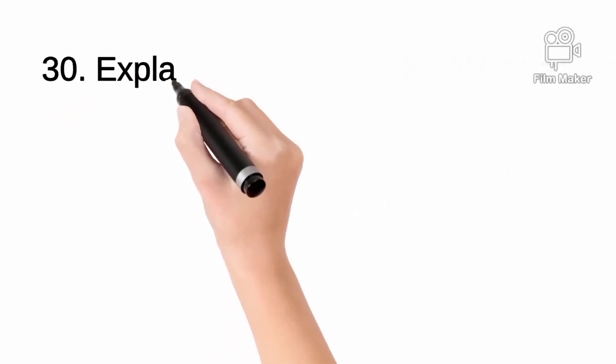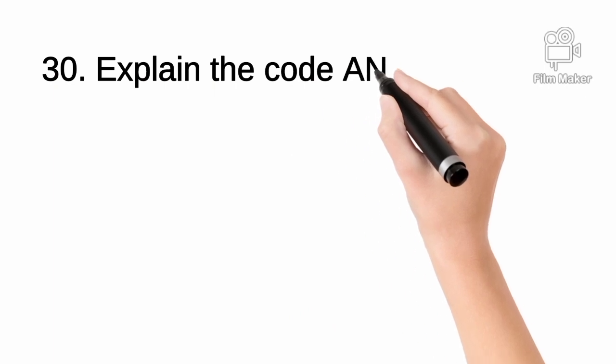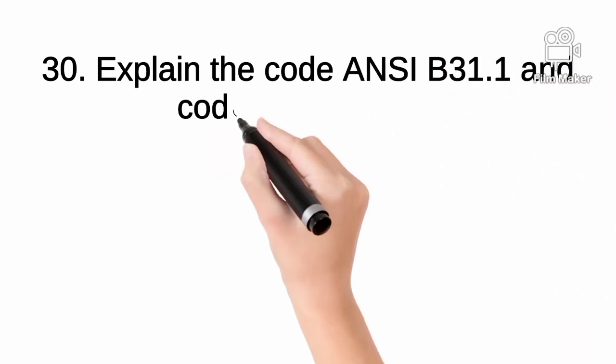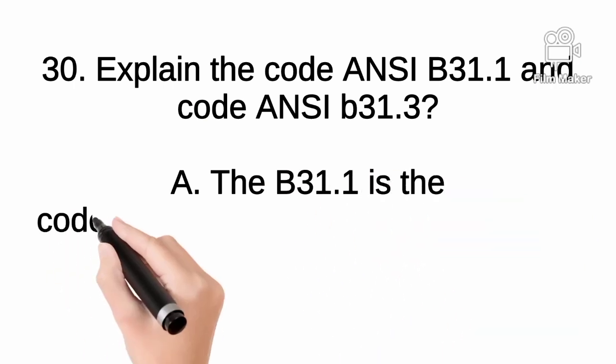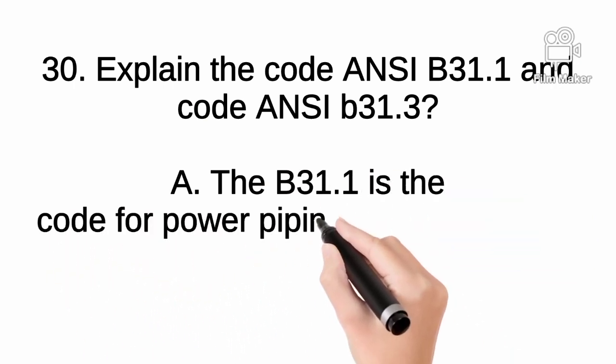30. Explain the code ANSI B31.1 and code ANSI B31.3. A. B31.1 is the code for power piping and B31.3 is for refinery or for chemical plants.